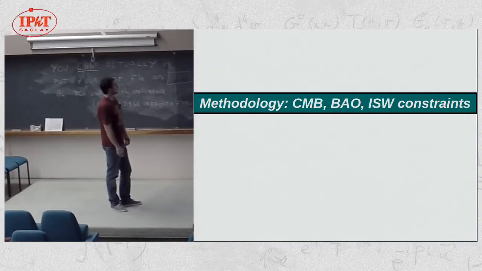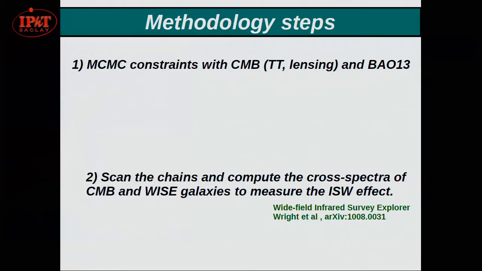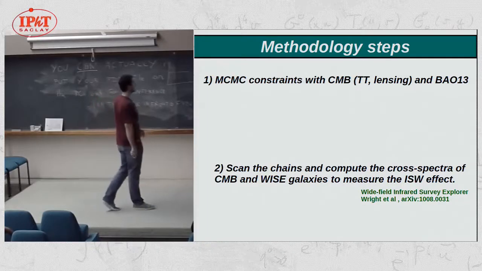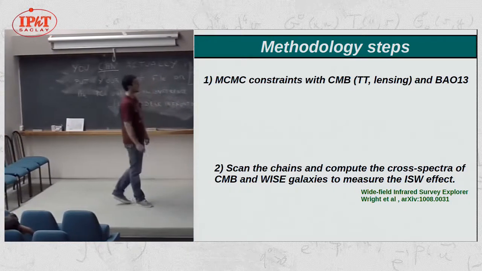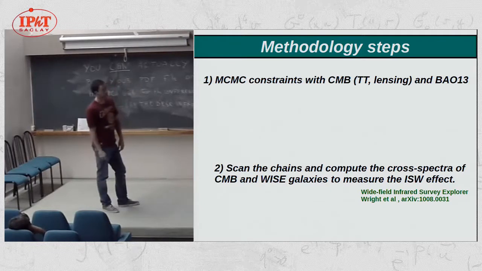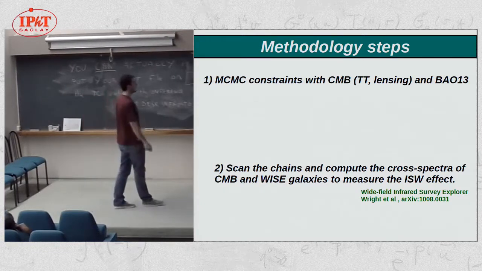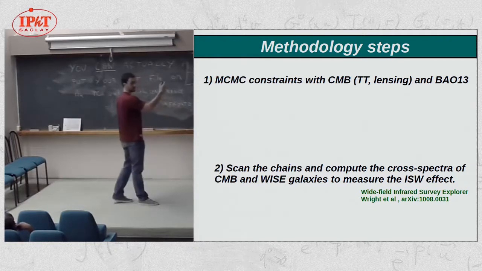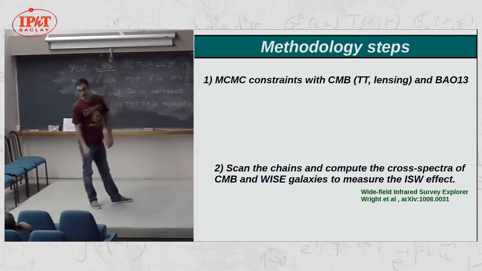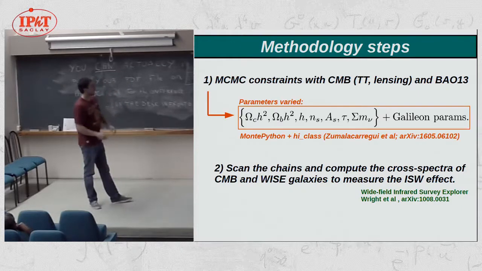Okay, so what did we do with this model? Our constraint methodology can be divided into mainly two parts. The first one, we placed constraints using CMB and BAO data on the model. And then in the second part, after pinning down the regions that stand a chance of being cosmologically viable, in the sense that they fit the best data sets that we have, we're going to look at the ISW effect, and more specifically the cross-correlation of CMB temperature maps with the distribution of galaxies in the WISE survey.